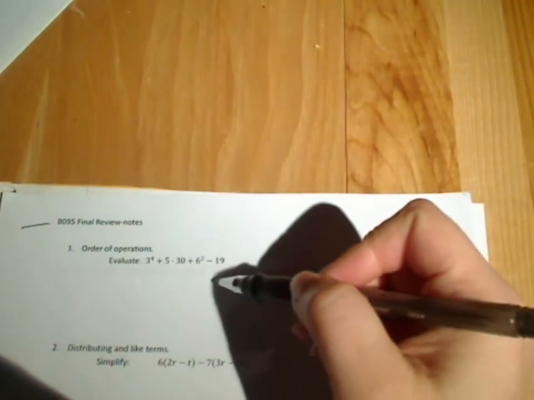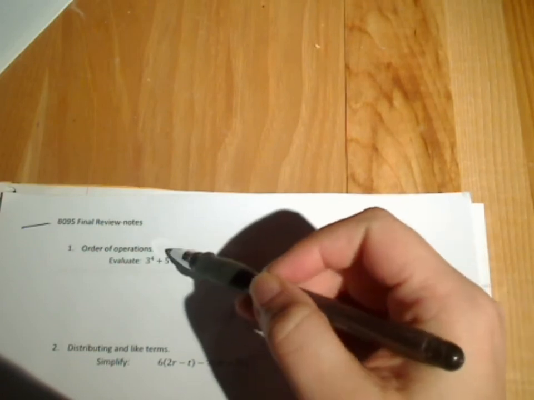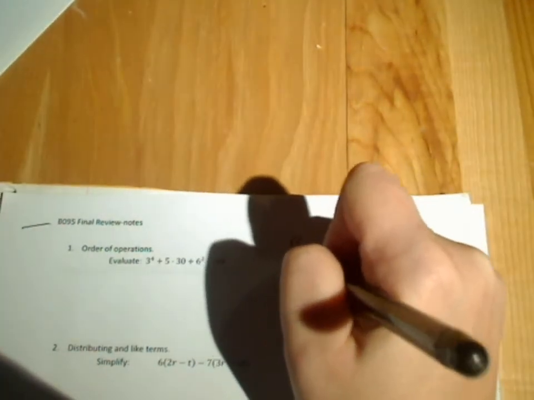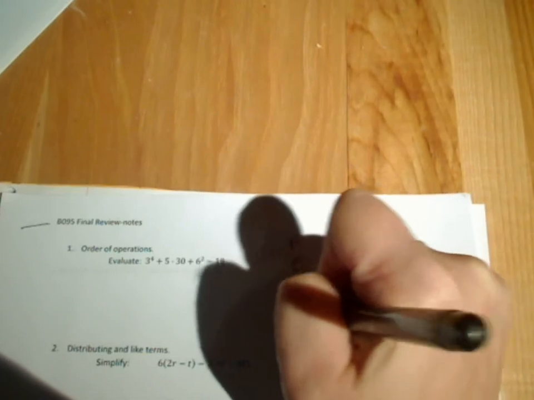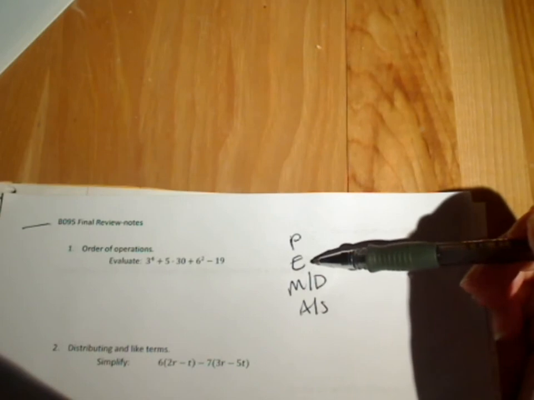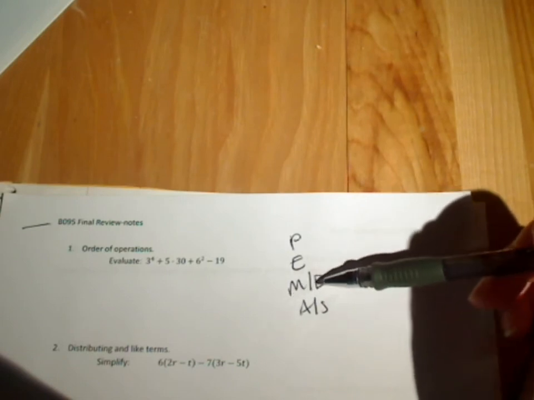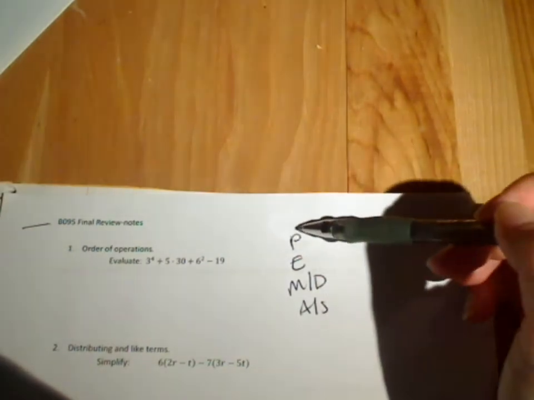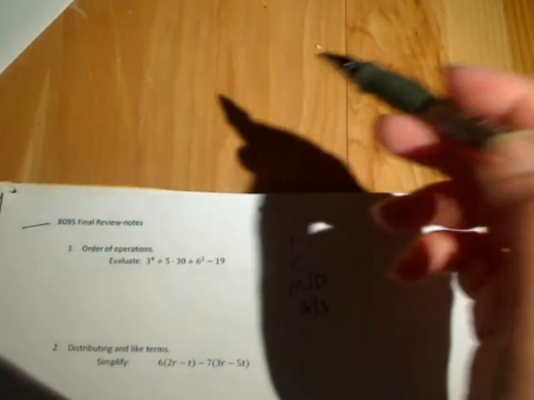B095 Rasmussen Intermediate Algebra. Alright, so I'm just going to get started here on number 1. We have a problem that says evaluate 3 to the 4th plus 5 times 30 plus 6 squared minus 19. You want to remember on these problems to use order of operations. Parentheses are grouping symbols first, exponents, multiply, divide from left to right, and add, subtract from left to right. Since I don't have parentheses in this problem, I am going to start with my exponents.